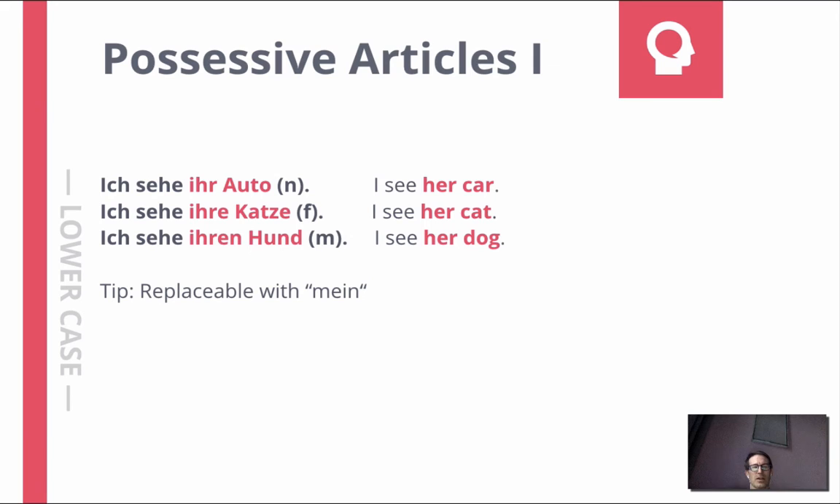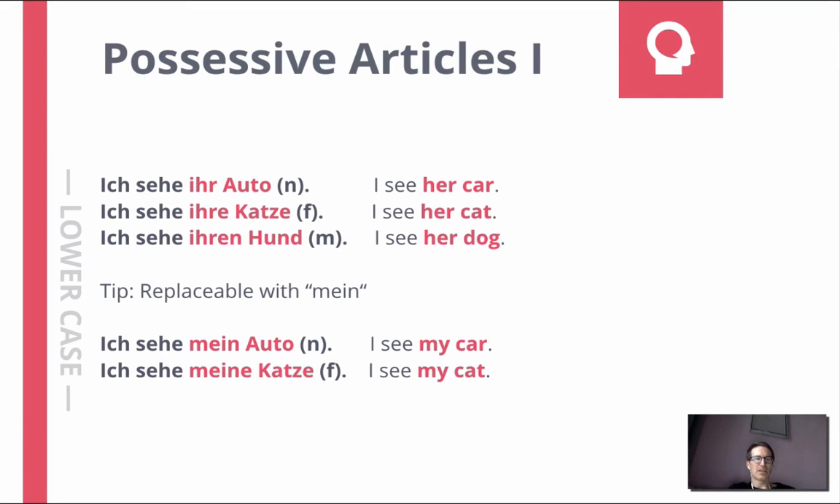Okay, there is a little trick. So you can try to replace an article with mein. Mein is another article. So if mein works for you, and if you know what ending mein gets, it's very easy because you can simply add the same ending to the ihr then. Let's take a look. Ich sehe mein Auto works fine. I see my car, and you see mein has the same ending as ihr, none. That's because of the neuter article. Meine Katze, same ending as ihre Katze. Meinen Hund, same ending as ihren Hund.